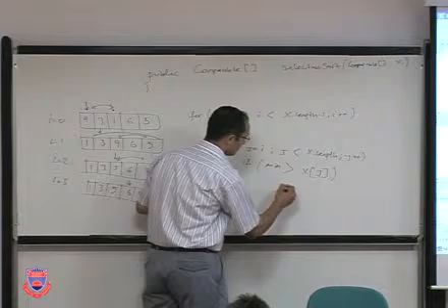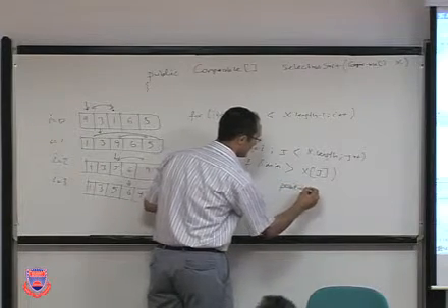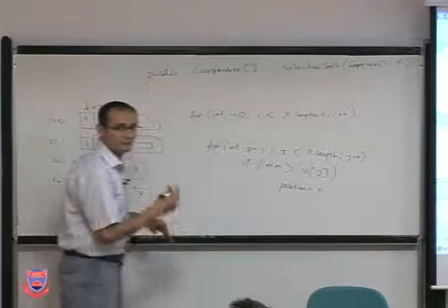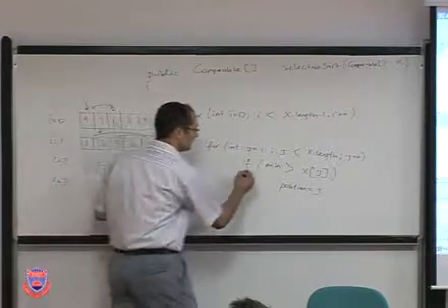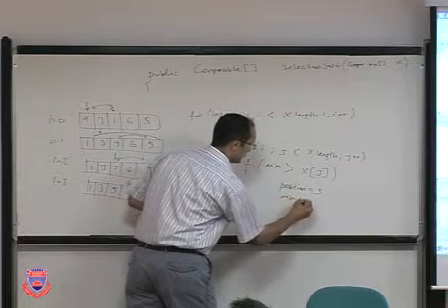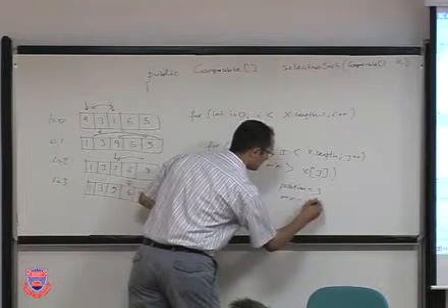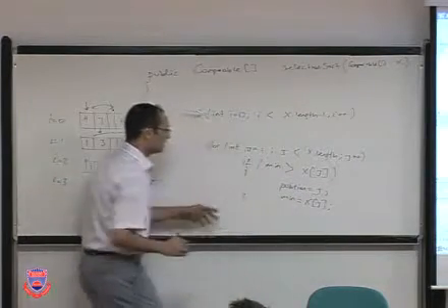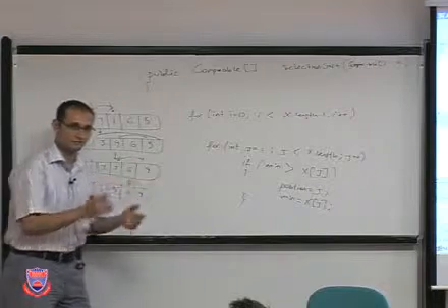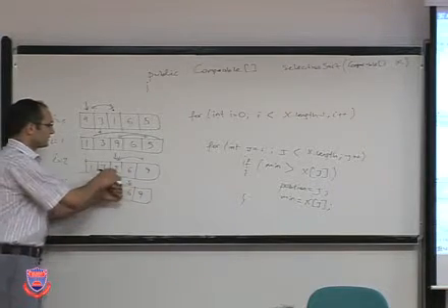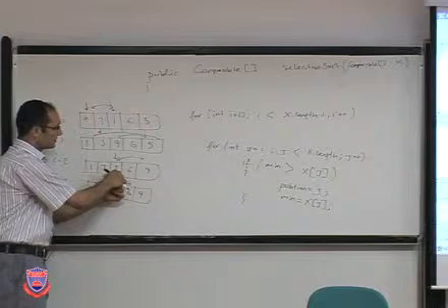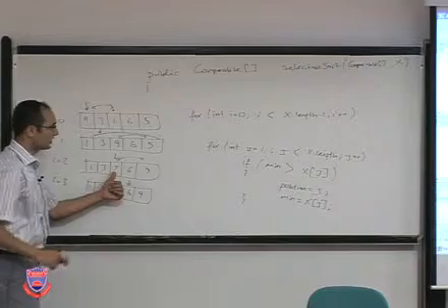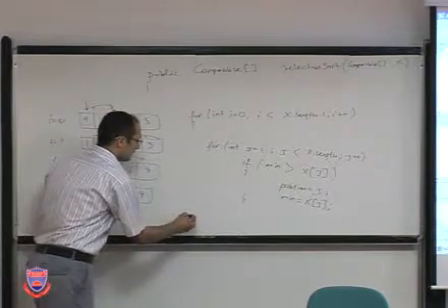So I will say that position is equal to j, the new position, and then the new minimum will be x[j], right? So basically, once I find a new minimum, I will update my minimum as I go through the list. So if you start with this, in this case, obviously it's not going to find any other minimum, so it will remain here.